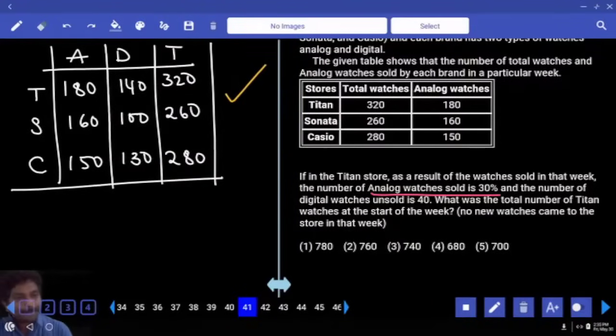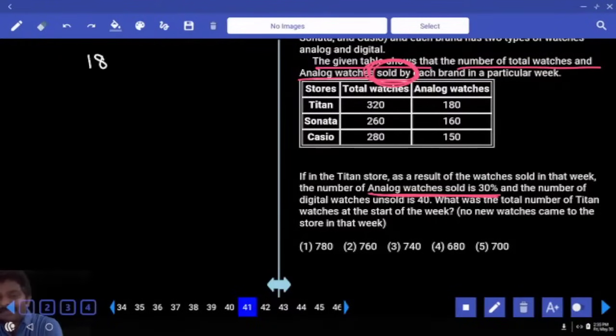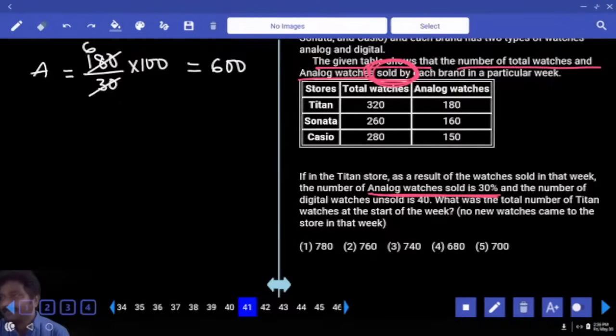The table given shows the number of total watches, analog watches, sold by each brand. So here in the Titan brand, what percent of analog were sold? How many were sold? That means this 180 will be equal to 30%. Total analog will be 100%. 30 is 6 times, 6 into 100, total 600 we have.